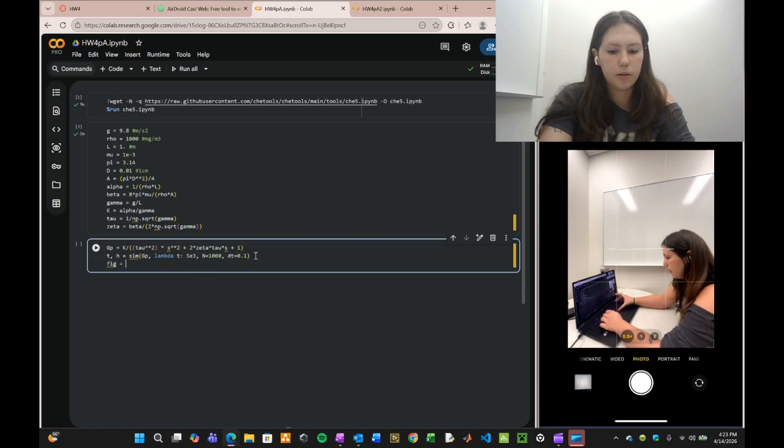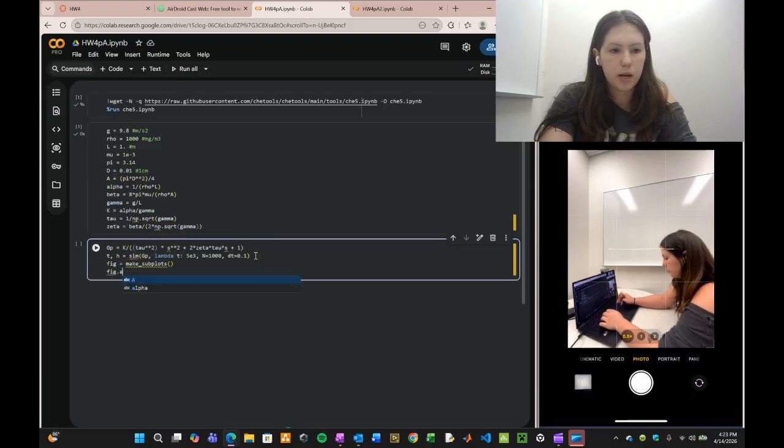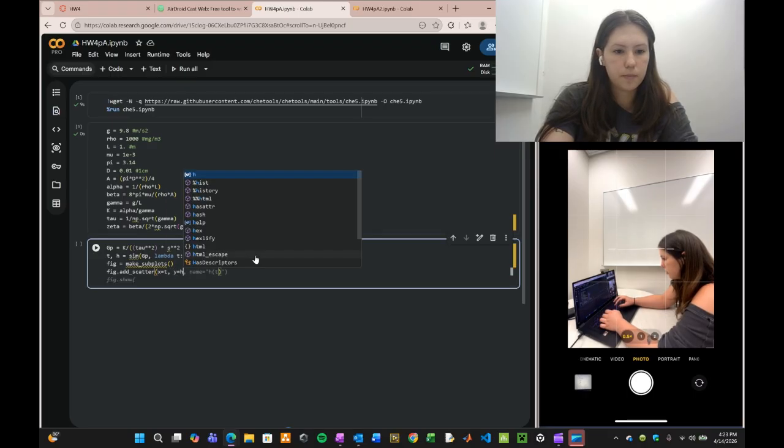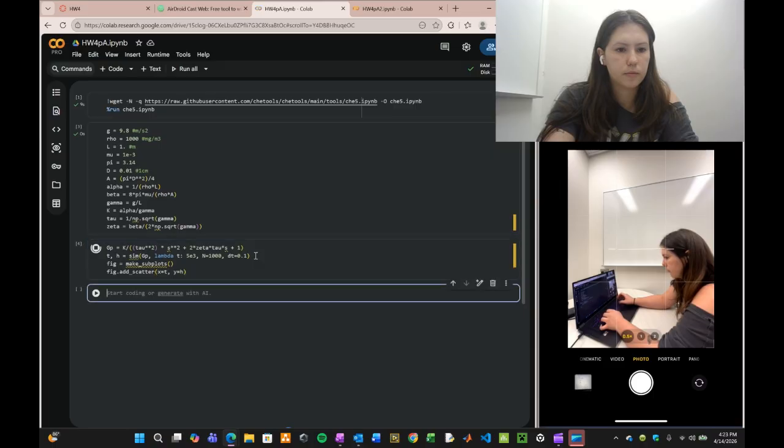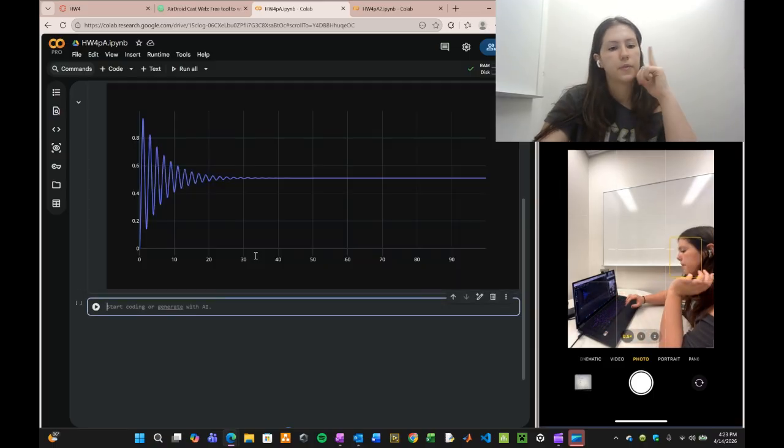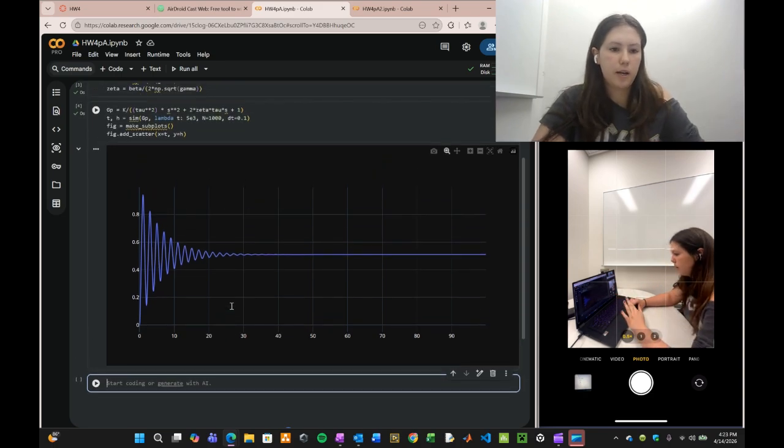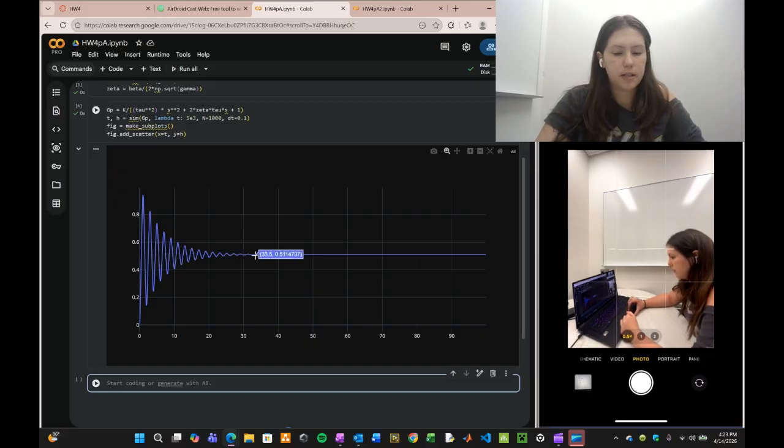So fig equals make_subplots, fig.add_scatter, x equals t, y equals h, and then I think that's all we need for now. Okay, so as we can see, when it first starts out, there's a lot of oscillations here, and then our system does end up going to a steady state at about 0.51.